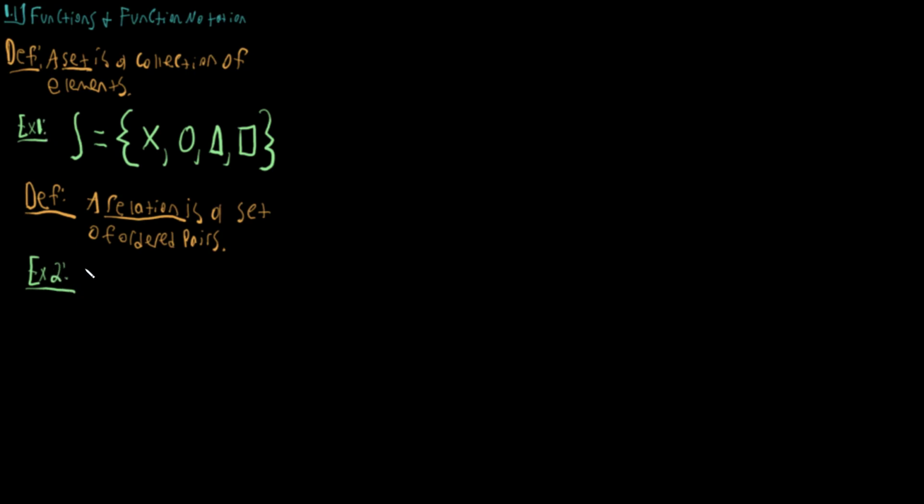So example 2: a relation is a set of ordered pairs. So let's get a set of ordered pairs. Let's call this set R, for relation. It doesn't have to be called R. You could call it Q, you could call it capital A, you could call it capital P. I don't care, whatever you want. You can make up a symbol. It's just like a variable, but it's capital letters. It needs to be a set of ordered pairs.